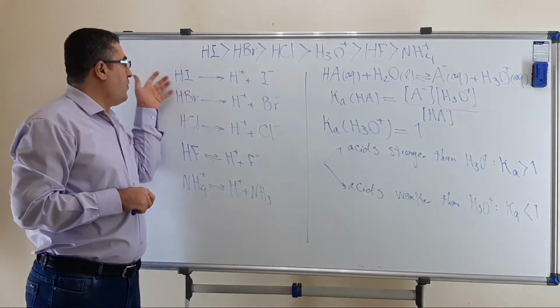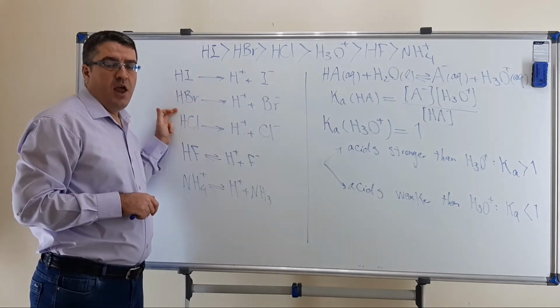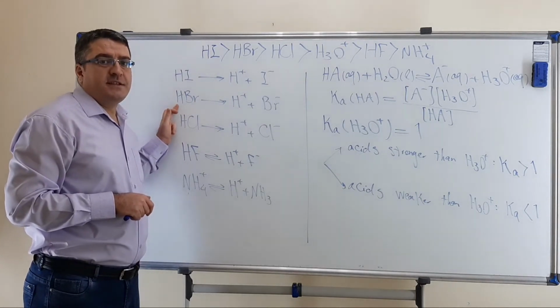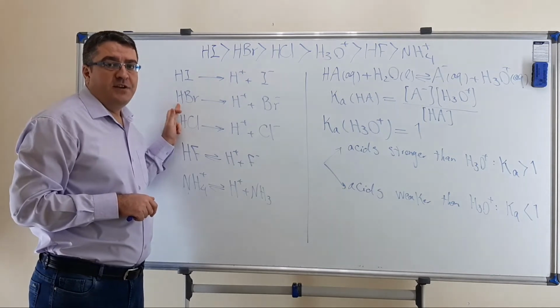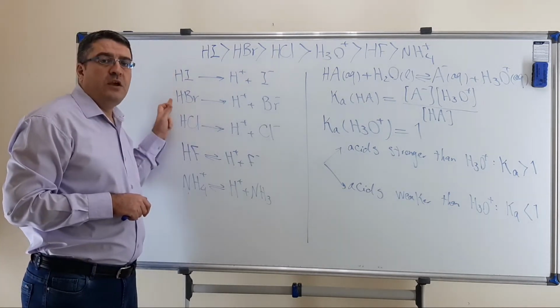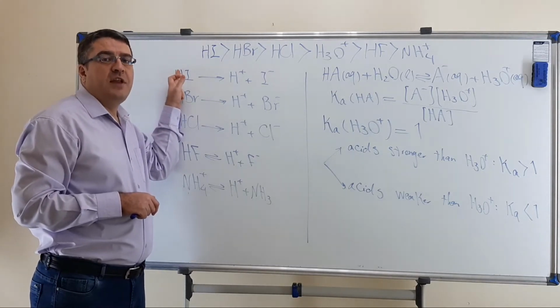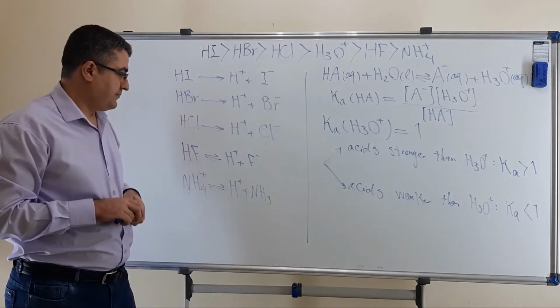Here, in fact, these reactions are also equilibrium reactions. But since the equilibrium constant is very great, we can assume them to be almost complete. We can assume them to be net forward reactions.